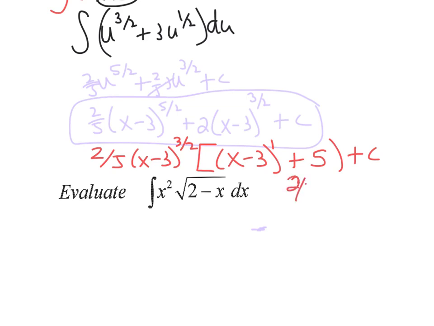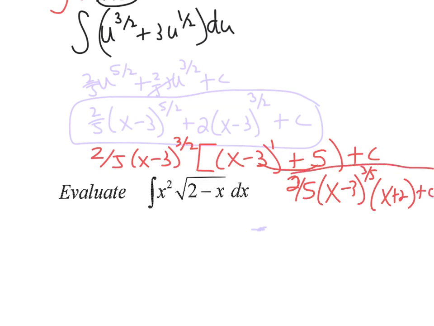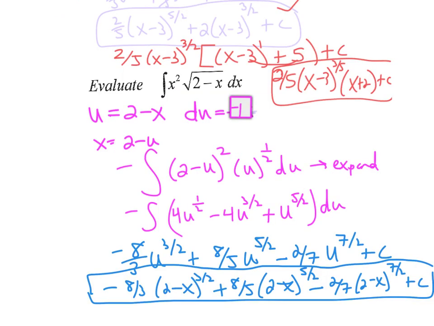2/5 x minus 3 to the 3/2 times x plus 2, because you can combine these together, plus c. So it doesn't look that much cleaner, hence why you can leave it like that if you really want to. Anyway, try the next one, pause the video, and when you're done you can see what I have.